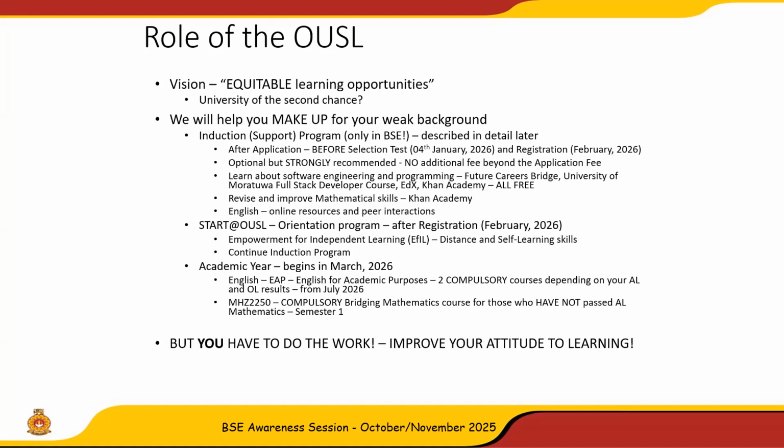In this program, we will help you to learn about software engineering and computer programming by pointing you to a variety of free resources. We will help you revise and improve mathematical skills through something known as the Khan Academy, which is also free. Finally, we will point you to resources that can help you improve your English. And this year, we will try to get peer interactions. That means applicants to talk to each other and help each other to develop their English.